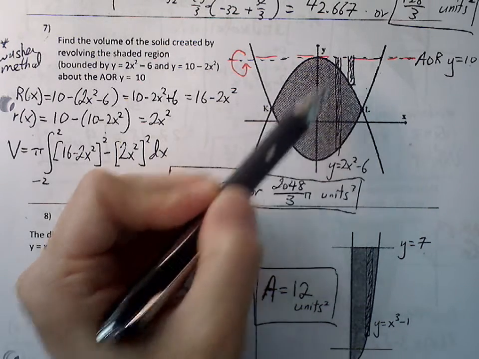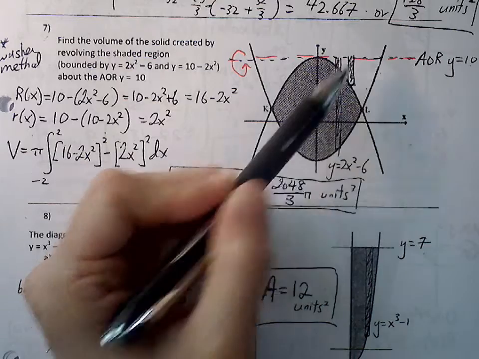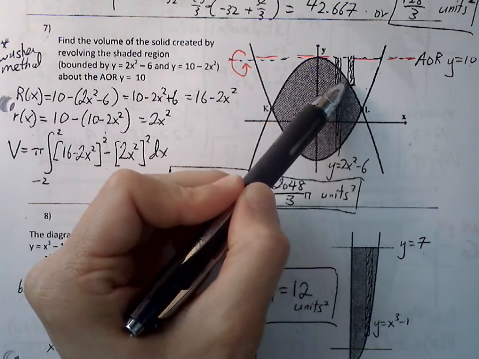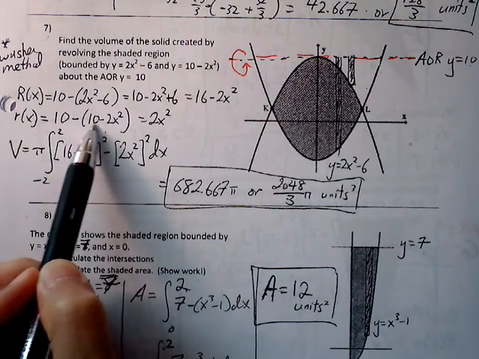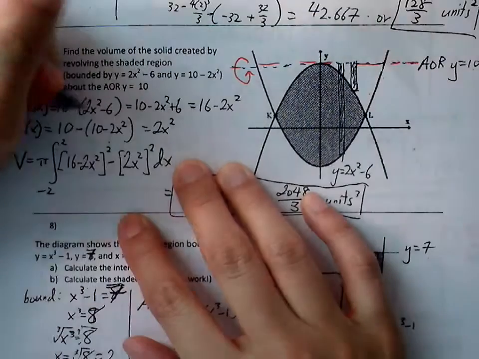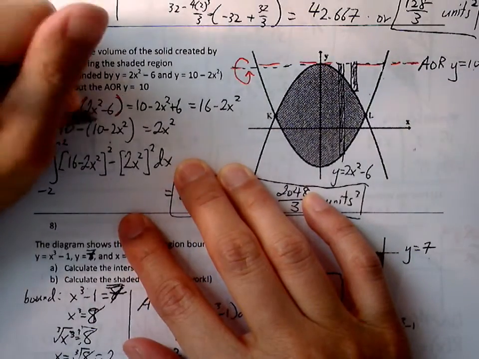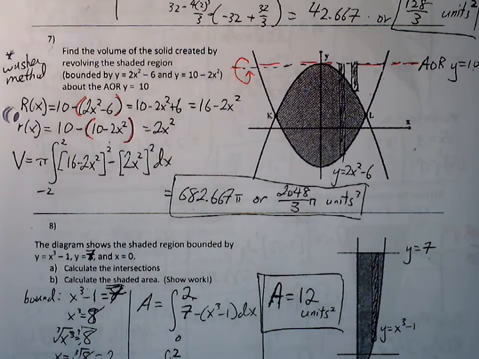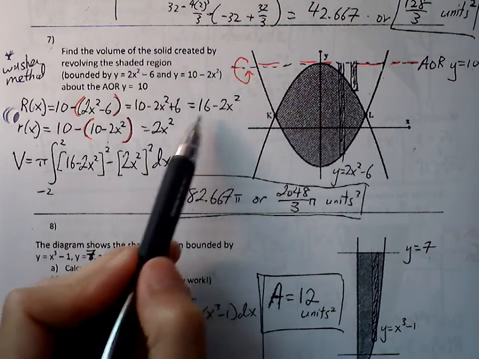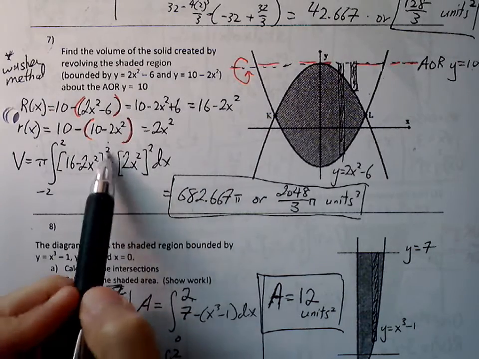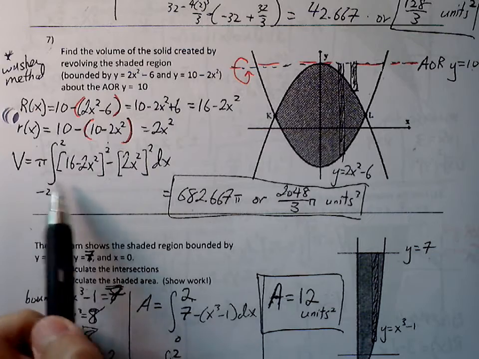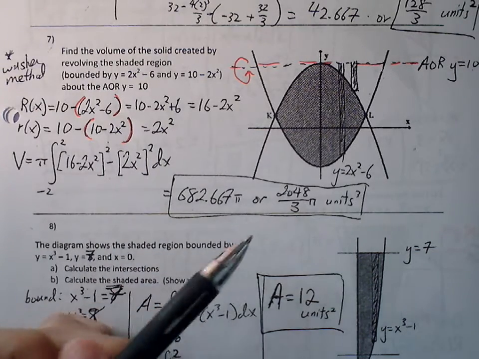That's going to be 10 minus parentheses 2x squared minus 6, and then little radius is 10 minus the curve that is closer, being the 10 minus 2x squared. We protect all these with a set of parentheses so we don't forget to distribute the negative through. So distribute through, combine like terms. So then we have big radius quantity squared minus little radius quantity squared from negative 2 to 2. Enter in our calculator and then attach the pi to our answer.